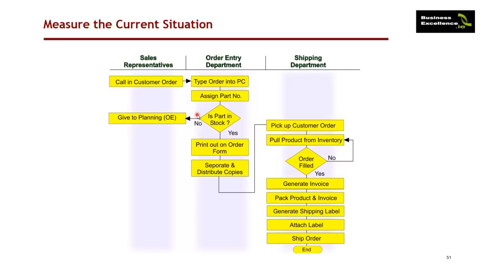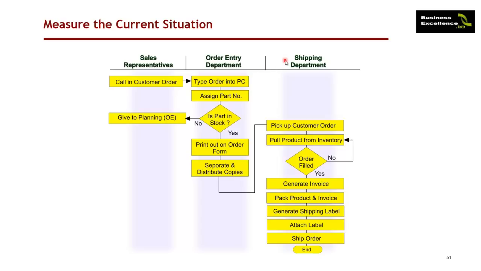If the part isn't in stock, what they will do is they will give the order to planning, who will then go off and plan and buy in that product. If the product is in stock, which is the scenario that we're interested in, they will print out the order on an order form. Then they will give copies of that order form to different departments. One of those copies goes to the shipping department.